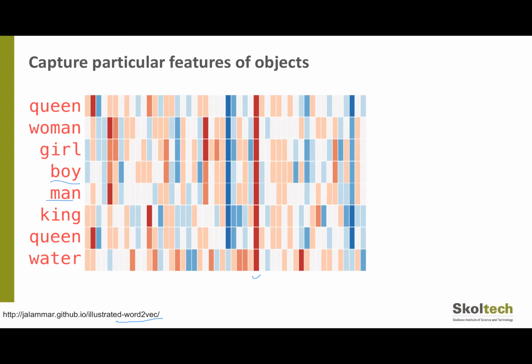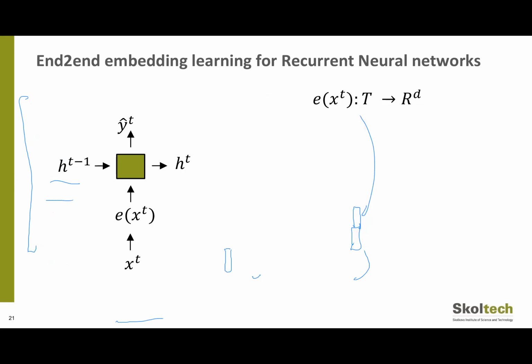Also, you can see that water has different features here, and all other objects, like different kinds of men, have different representations. And also we have, for example, two different words for queen and king, and this feature is different from all other stuff. Maybe it's a kind of royalty-specific feature.